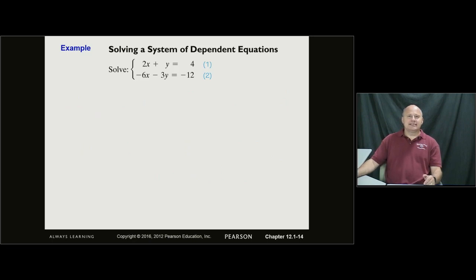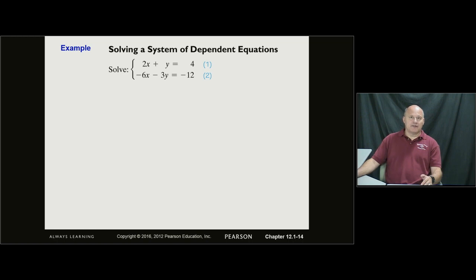Solving a system of dependent equations. And again, on this one, we will not know it's dependent going into the problem in your homework, in your quizzes, and in your exams. You won't know that it's a dependent system. In this example, we know where we're going. But in the instructions on an exam, it's going to say solve the system if it exists. So that's what you have to pay attention to.